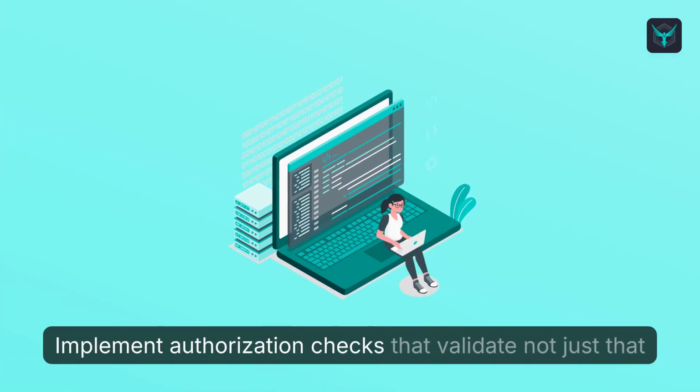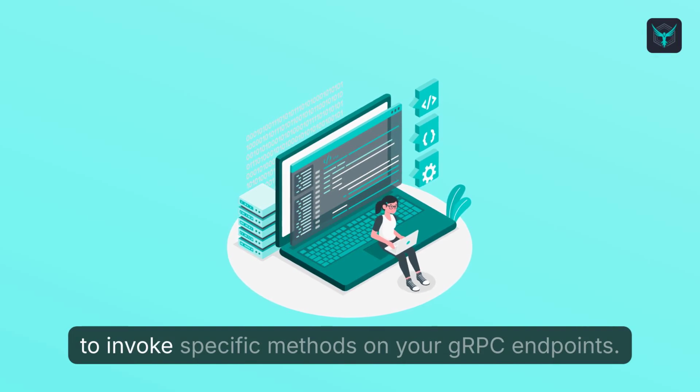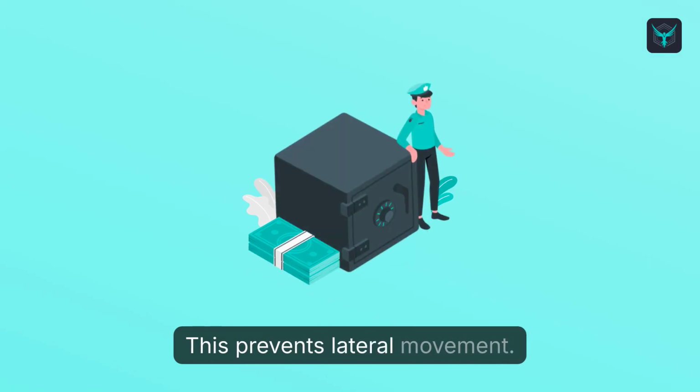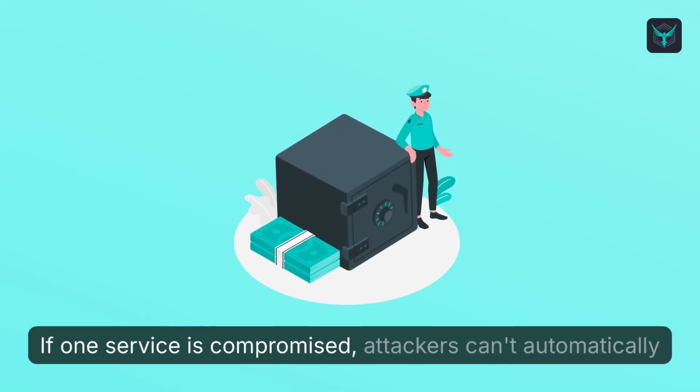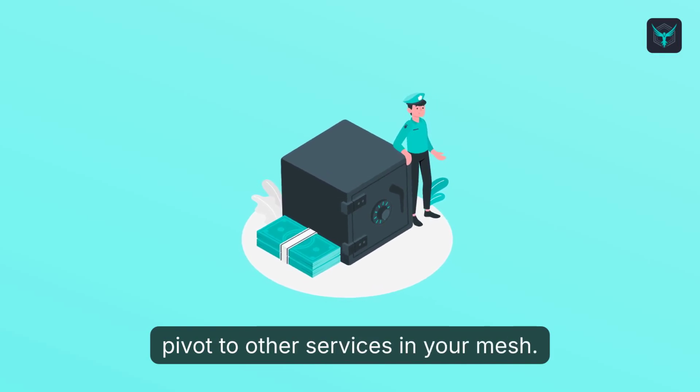Implement authorization checks that validate not just that a service can connect, but that it's allowed to invoke specific methods on your gRPC endpoints. This prevents lateral movement. If one service is compromised, attackers can't automatically pivot to other services in your mesh.